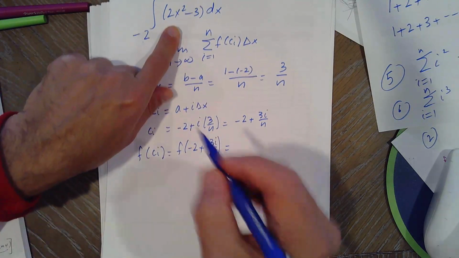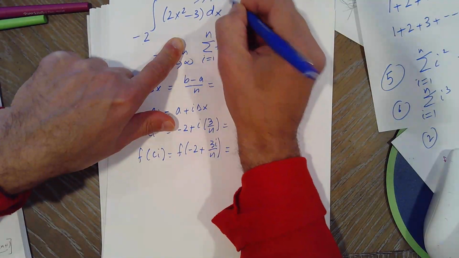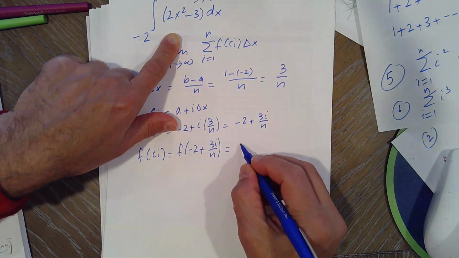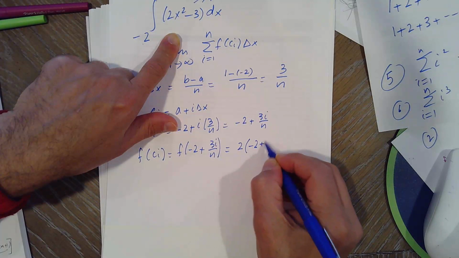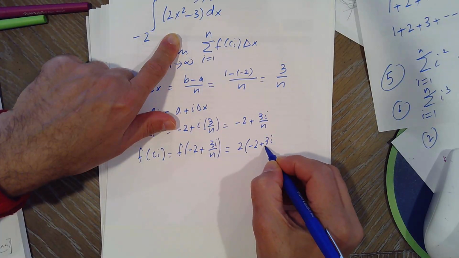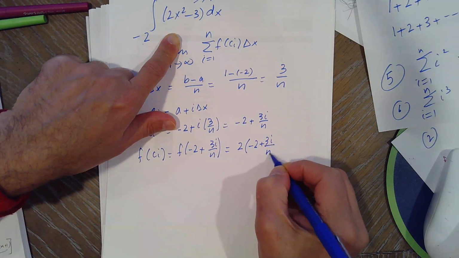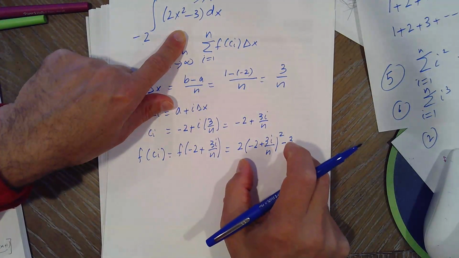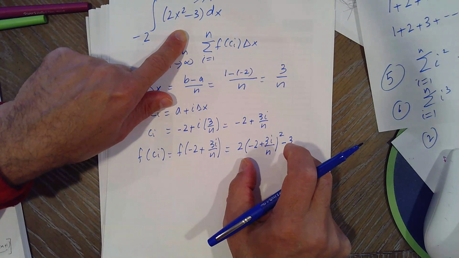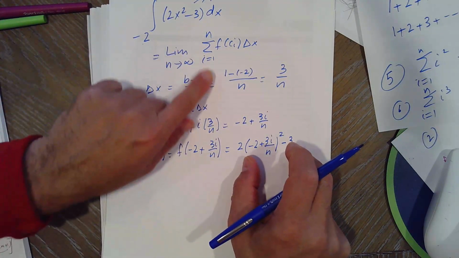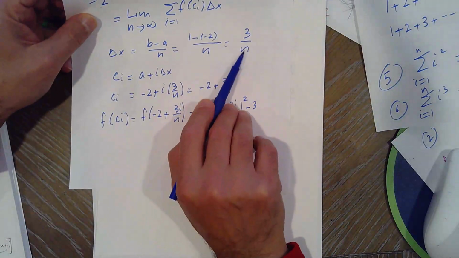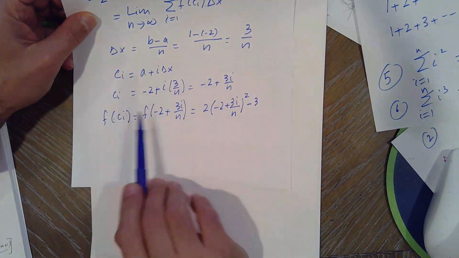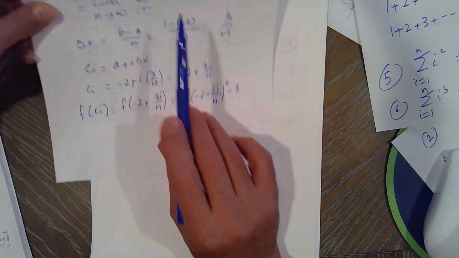We're going to plug it in. This is f of x. So it's 2 times negative 2 plus 3i over n, squared, minus 3. This is f of c_i. And we're trying to work this out. So we did delta x. We did c_i. Now we did f of c_i. Now we're going to do the sum.